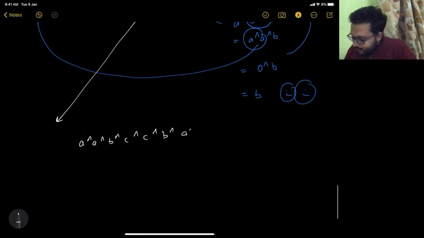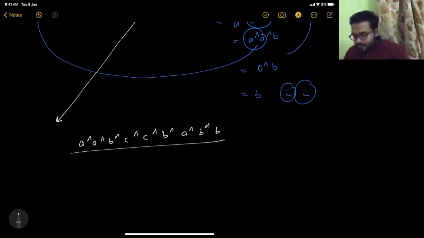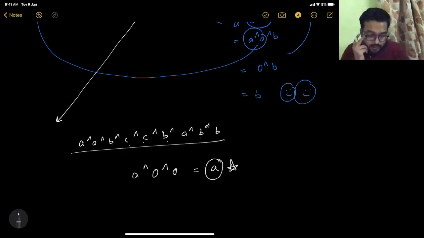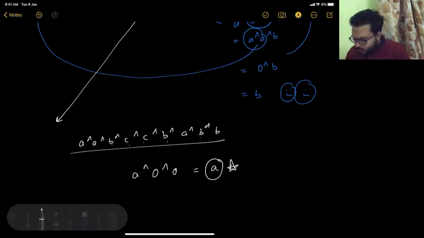A was being XORed 3 times, so 1 A will remain. B was being XORed 4 times, no B will remain. C was being XORed 2 times, no C will be remaining. So your answer will be A XOR 0 XOR 0, which is nothing but A. Is everybody with me? We have represented our fourth property as well. Now, let's try to write down the last property and then we move on to some interesting questions.